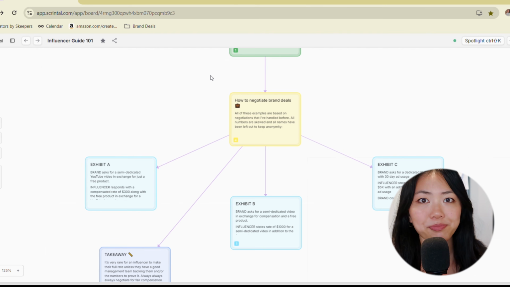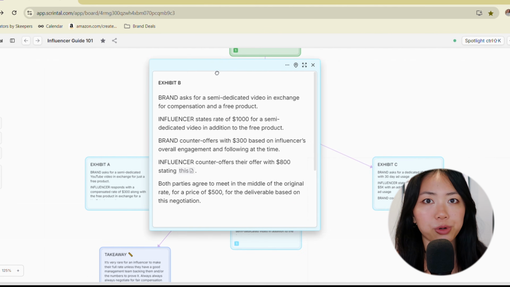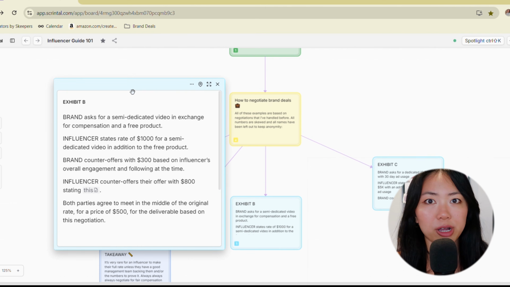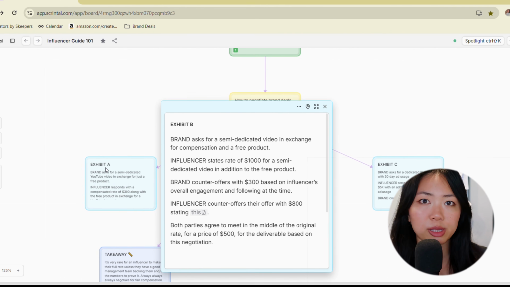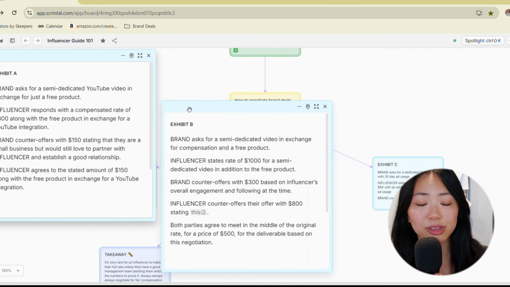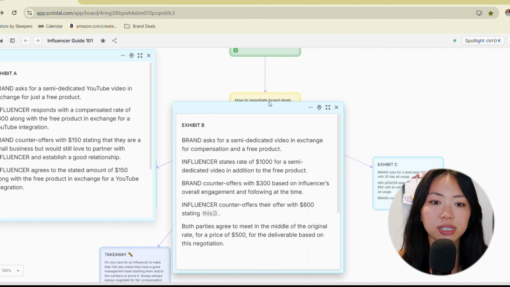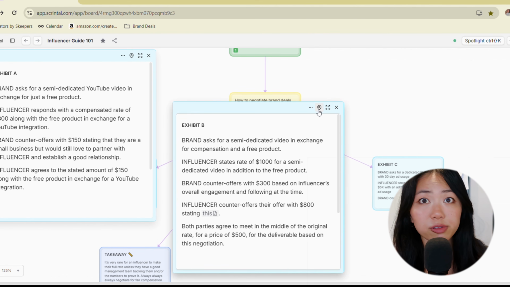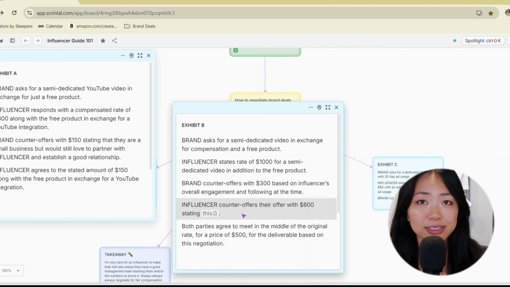In Exhibit B, brand asks for a YouTube integration in exchange for compensation and a free product. Influencer states rate of $1,000 for YouTube integration in addition to the free product. Brand counter offers with $300 based on the influencer's overall engagement and following at the time. Influencer counter offers with $800 stating this statement.